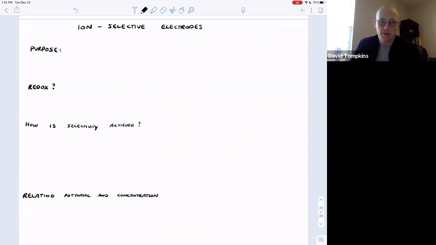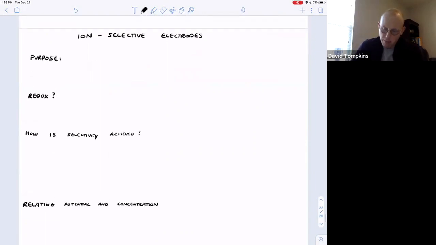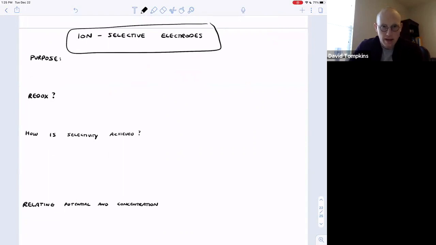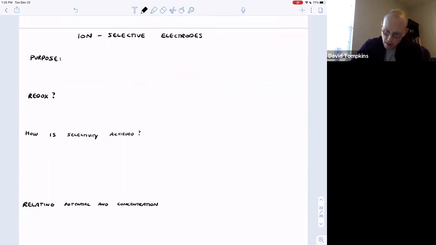So in this lecture, we're going to discuss an application of potentiometry, and you will find this in chapter 15 in your analytical textbook. And this is namely the use of ion-selective electrodes. So we'll talk briefly about an introduction to what an ion-selective electrode is, and then we'll look at the setup and then do some problem solving with them.